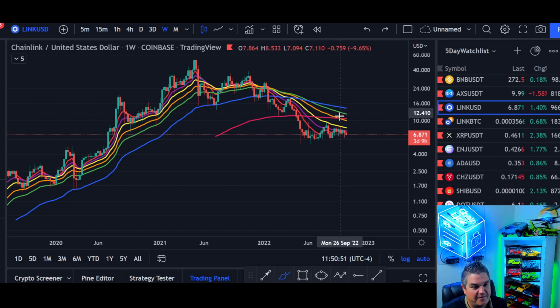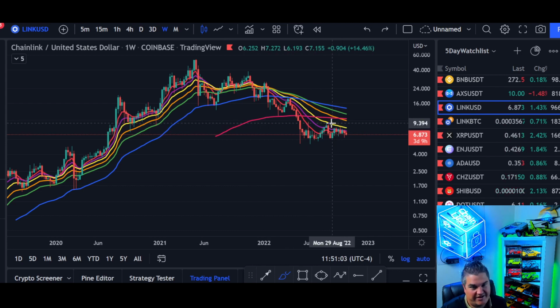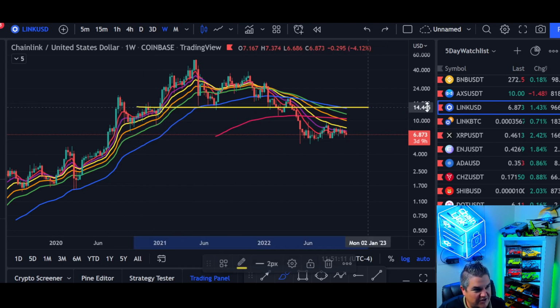Who knows? But until prices on your favorite altcoin, Chainlink included, get above the 200 week in the pink there, or the 21 week. Why the 21? Well, that's typically the line in the sand for any coin. The 21 week EMA in the yellow, right? Let's draw this line in the sand.